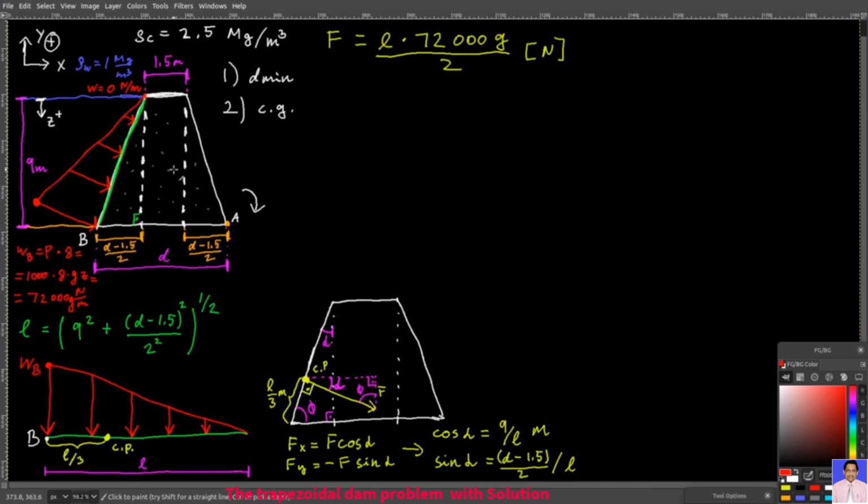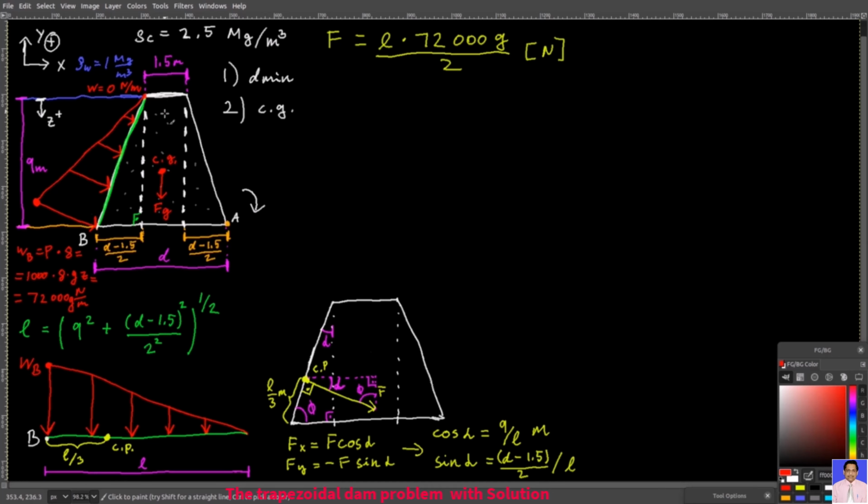Welcome back. Now what we also need to do is to find the center of gravity in the cross-section of the concrete dam itself, because force of gravity goes through that point. However, it is easier to do it later, once this minimum D is found.